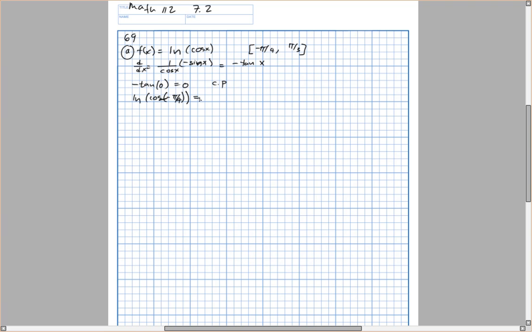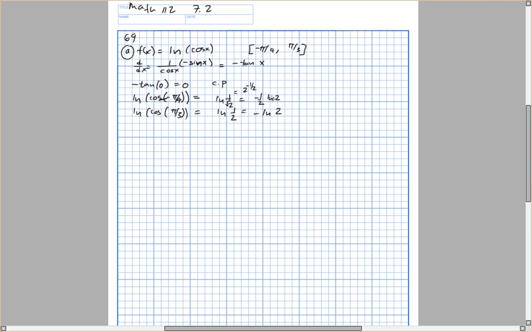Cosine is even. So, well, we know what this is. It's going to be natural log of 1 all over square root of 2, which is the same thing as saying negative 1/2 natural log of 2, right? Because this is really 2 to the negative 1/2 power. Natural log of cosine of pi over 3, that gives us natural log of 1/2, which is equal to negative natural log of 2.